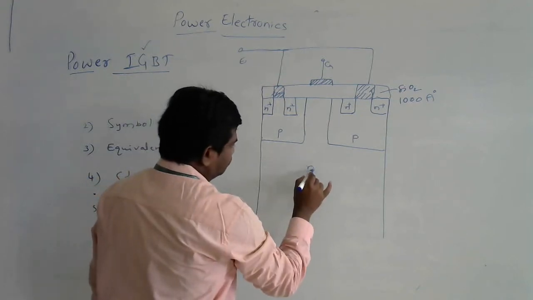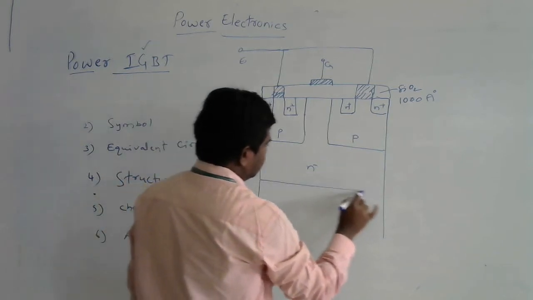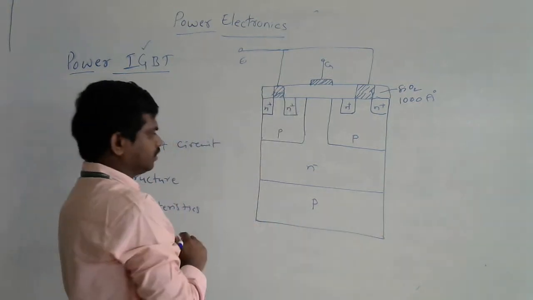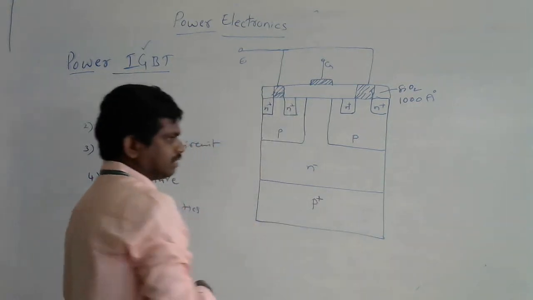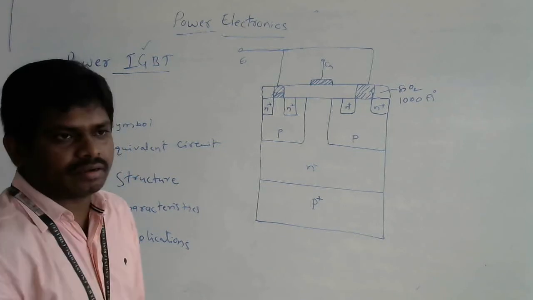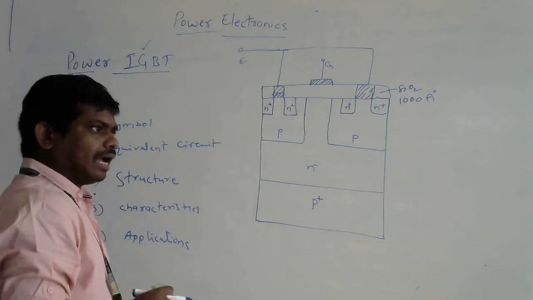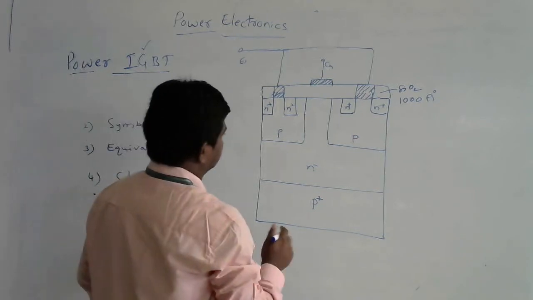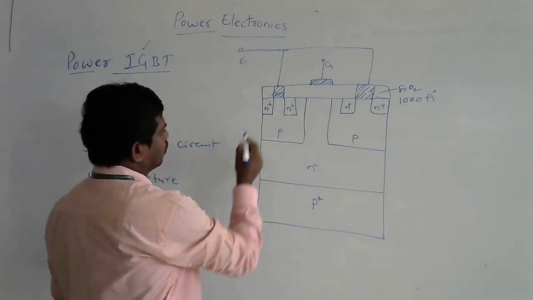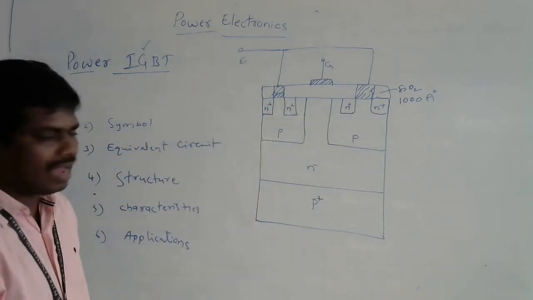Then this is my N minus region. I will tell you why it is N minus, and here I have the P. I can call this a P plus because it is the outermost layer of the device. As I said in previous classes, outermost layers must be highly doped to withstand high power, high currents and higher voltages. Look at this: N plus region, N plus region, N plus region, N plus region. All these regions are highly doped ones.